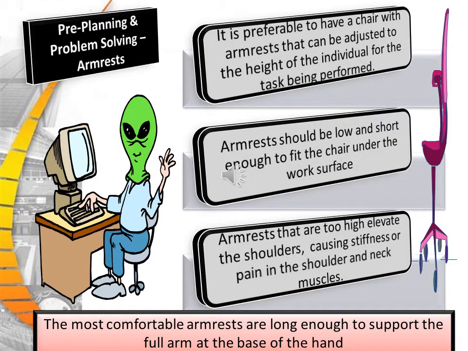It is preferable to have a chair with armrests that can be adjusted to the height of the individual for the task being performed. Armrests should be low and short enough to fit the chair under the work surface, and armrests that are too high elevate the shoulders, causing stiffness and pain in the shoulder and neck muscles. The most comfortable armrests are long enough to support the full arm at the base of the hand.